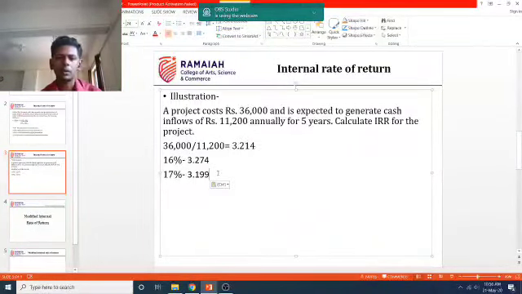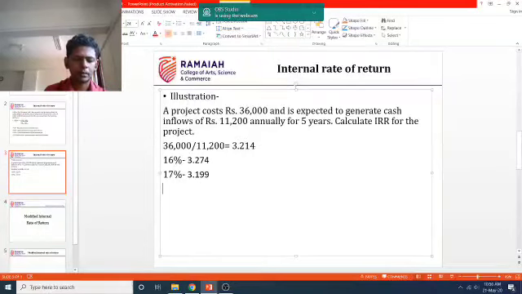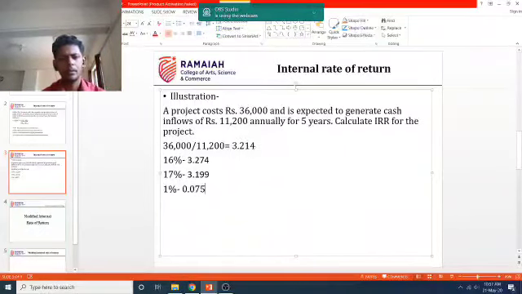I'll show you a shortcut as to how exactly we solve this before applying the formula. Even the formula tells you the same thing, but this is how I personally follow. If you look at the figures, for 16% it is 3.274. For 17% it is 3.199. So what is the difference? For a 1% change, there is a difference of exactly 0.075.